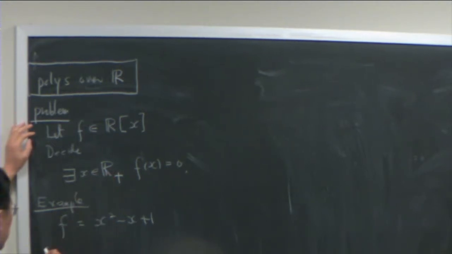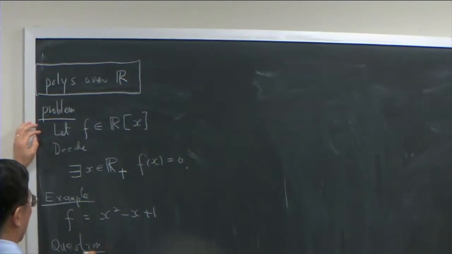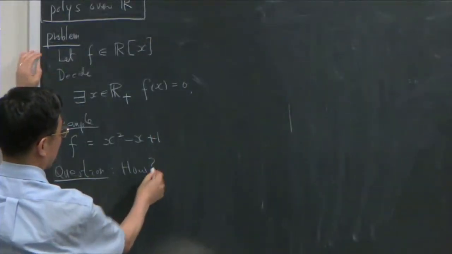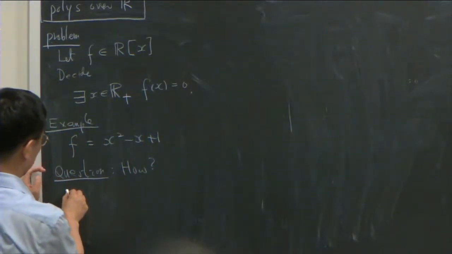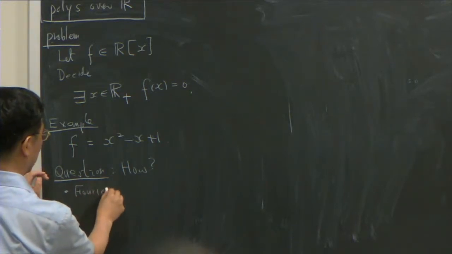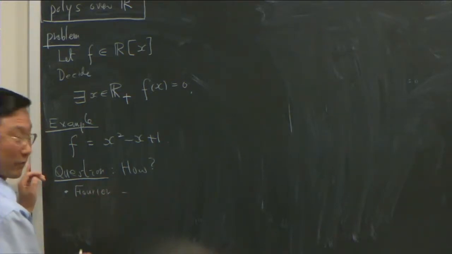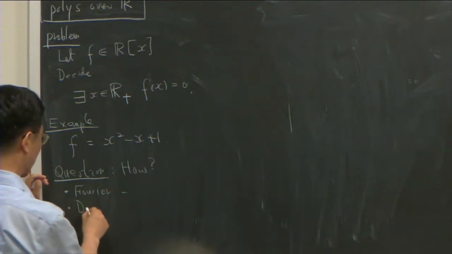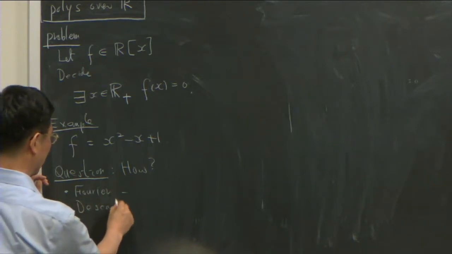So now the question is how do you do this? Again, it's an age-old problem. I'll just drop some names. Fourier, the famous Fourier of the Fourier transform, worked on it. Descartes worked on it.